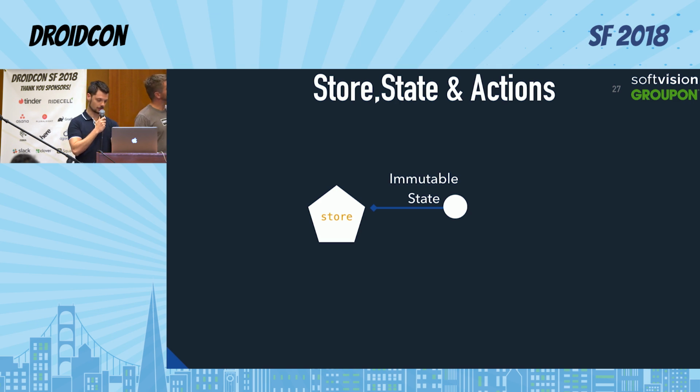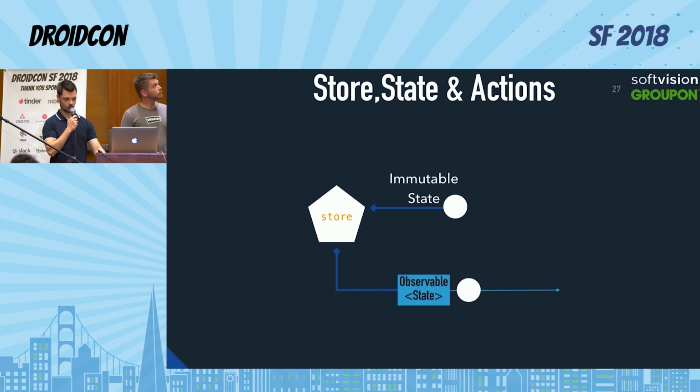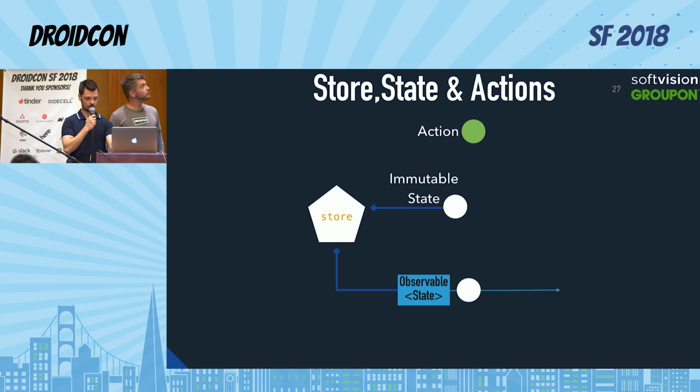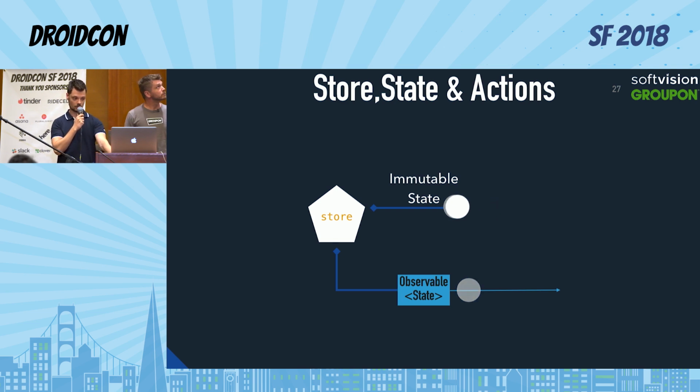Another thing that the store has is a reference to an observable of states. So using this reference, you can observe state changes. Actions are received by the store using its dispatch method. And when an action is performed, it will use the old state to create a new state, replace it in the store, and then you will be notified of the new state.